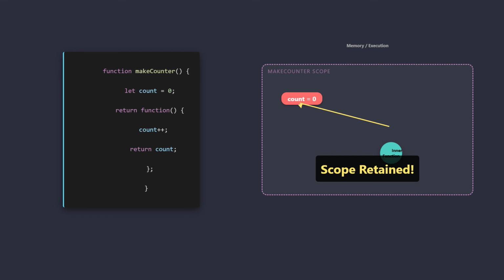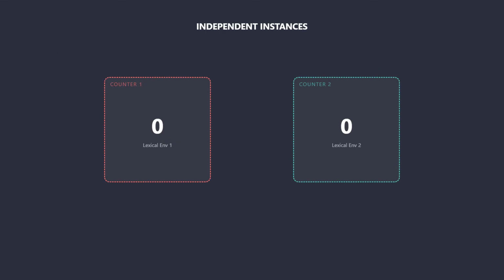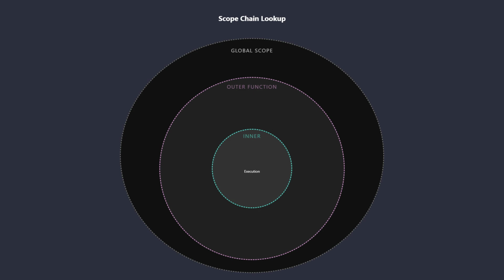We call makeCounter to create two separate counters. Counter 1 and Counter 2 are independent instances. Calling Counter 1 multiple times increments its retained count. Counter 2 maintains its own independent count variable. This retention mechanism defines the closure boundary. It allows us to create private, persistent state for function instances.